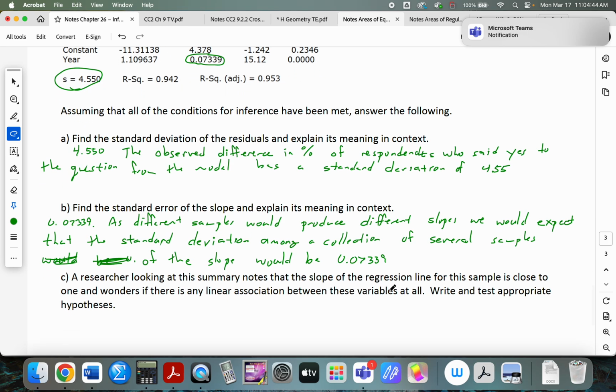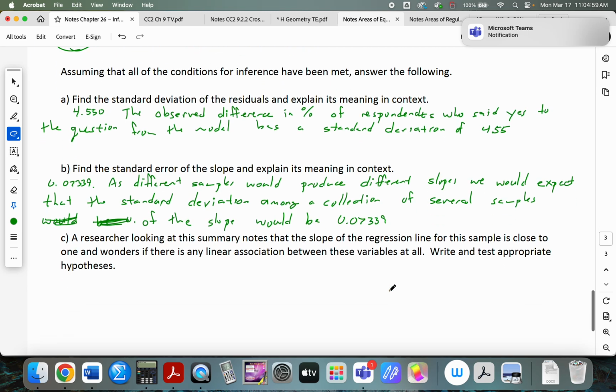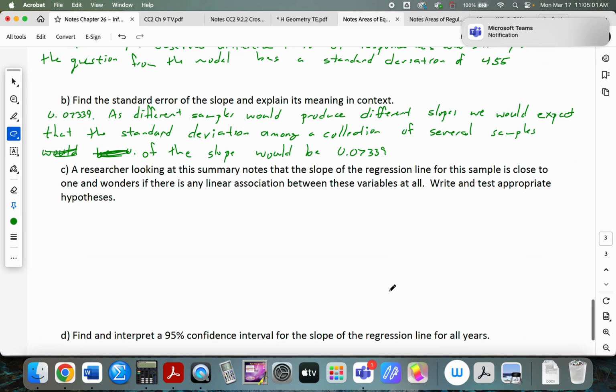So this isn't ever actually finding the standard error of the slope when you're given a sample? Generally, they give you summary data on these, so you're just interpreting from those. A researcher looking at this summary notes that the slope of the regression line for this sample is close to 1 and wonders if there is any linear association between these variables at all. Write and test appropriate hypotheses.